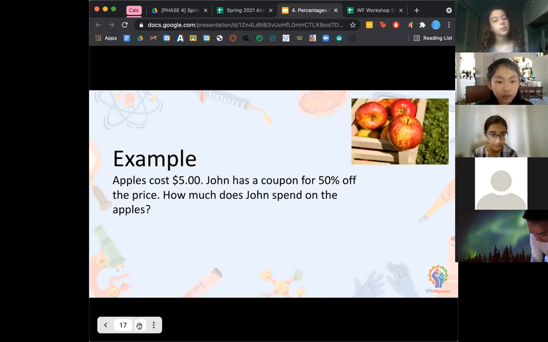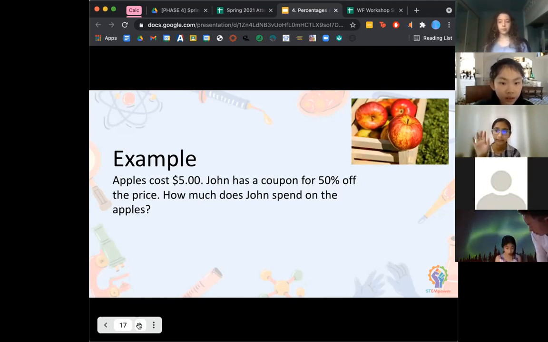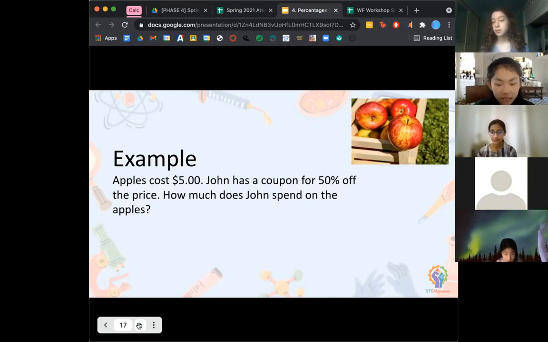For example, if apples cost $5 and John has a coupon for 50% off, how much does John spend on the apples? Any volunteers? Tree? $2.50. Awesome, that's right. Does anyone else want to try to explain how you get $2.50?